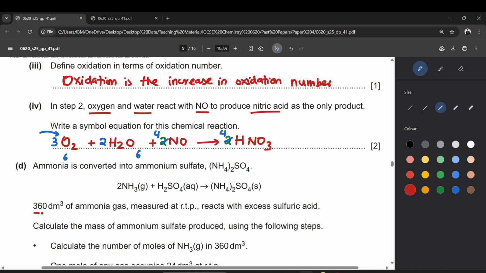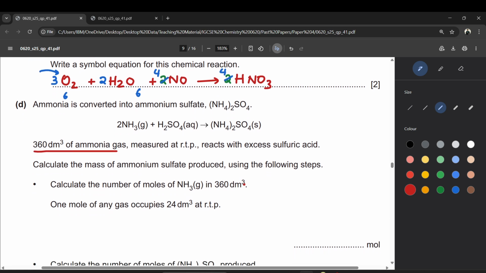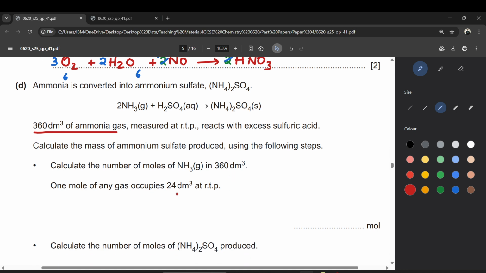So we have 360 cubic decimeter of ammonia gas measured at RTP that reacts with sulfuric acid. Calculate the mass of ammonium sulfate produced using the following steps. Okay, so calculate the number of moles of ammonia in 360 cubic decimeter.